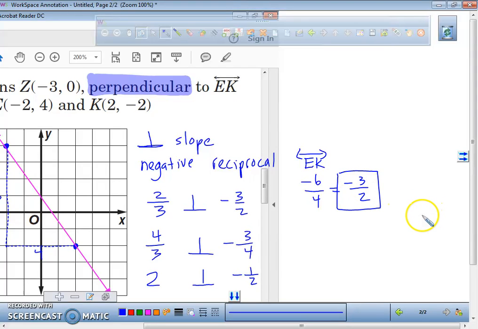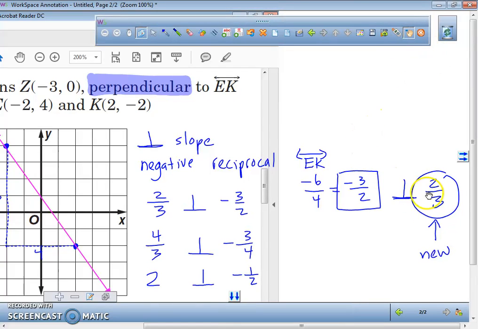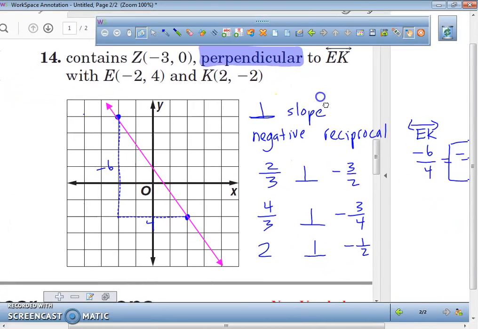Now, what's the perpendicular slope? If you apply this concept, what's the perpendicular slope of a negative 3 over 2? 2 over 3. This right here is the new slope. So if it asks you to graph something that's perpendicular, make sure you find not just the old slope, but you find the new slope. So we're going to take this 2 over 3 and we're going to apply it.